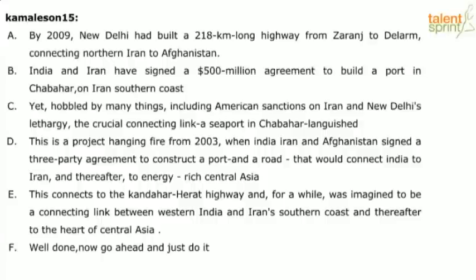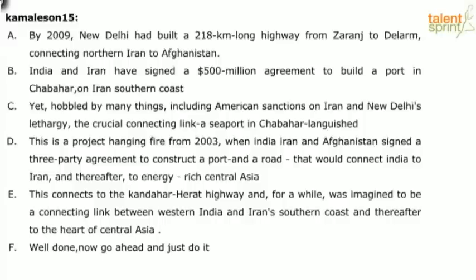So we have A, B, C, D, E, F, 1, 2, 3, 4, 5, 6 sentences. What we ideally do, when it comes to jumble sentences, is identify the topic sentence, right? What's a topic sentence? The topic sentence is the introductory sentence. That's the first sentence of the paragraph, which tells us what the paragraph is about. So A, B, C, D, E, F.